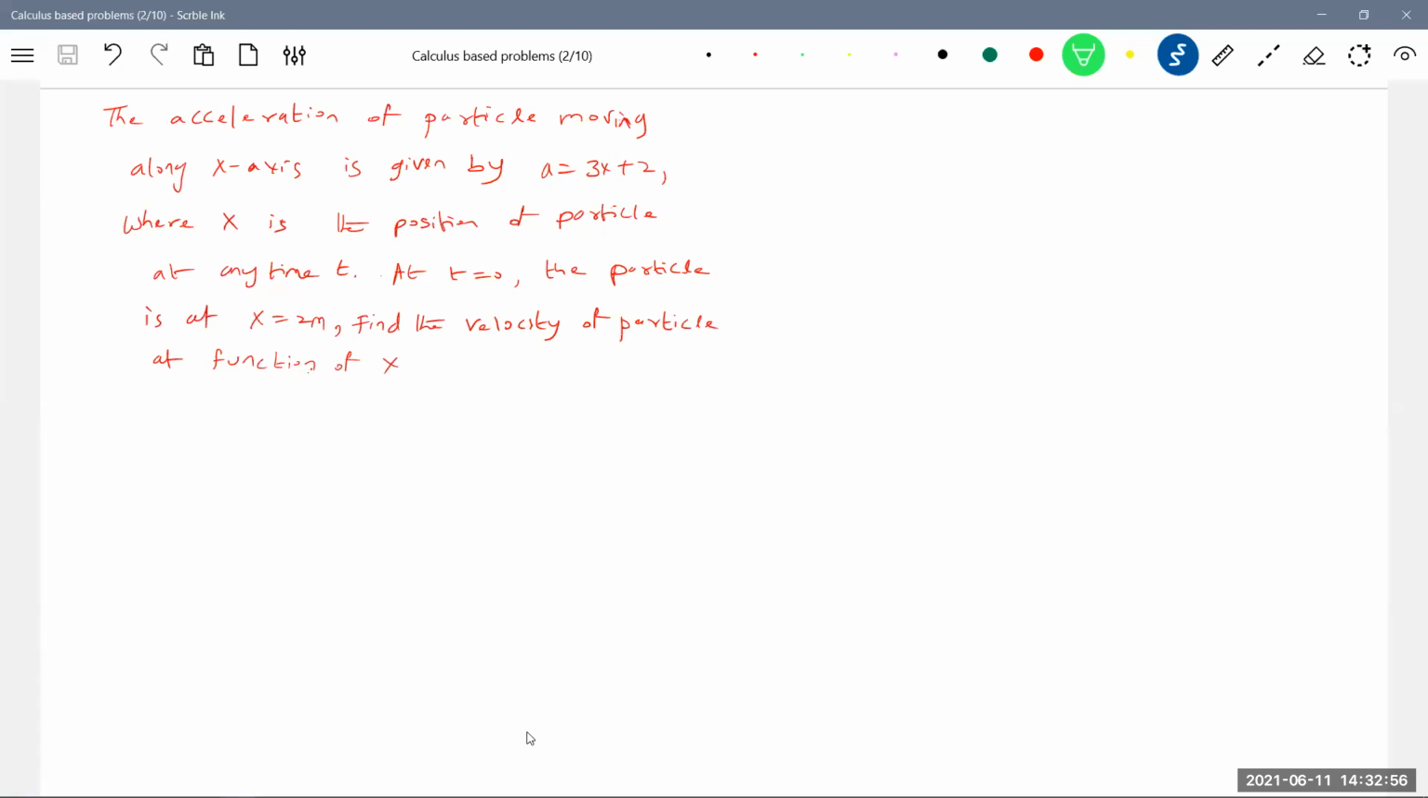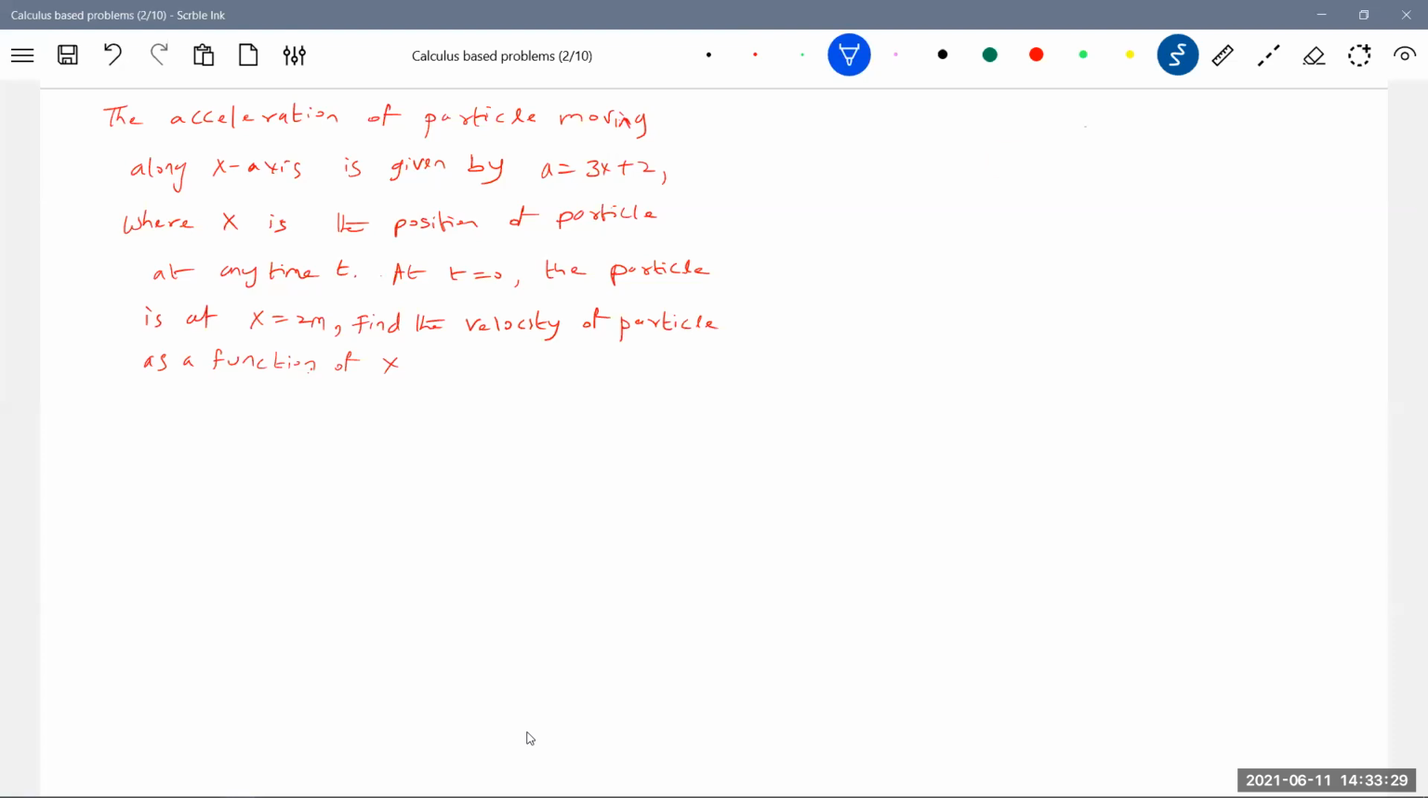The acceleration of particle moving along x-axis is given by a equal to 3x plus 2, where x is the position of particle at any time t. At t equal to 0, the particle is at x equal to 2 meter. Find the velocity of particle as a function of x. Okay, what is the method? There's a background. What is the background? You need a background like this.